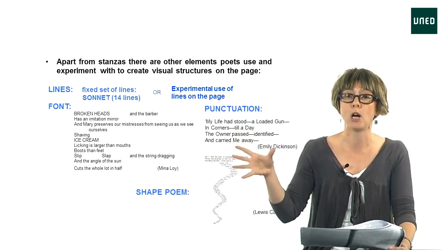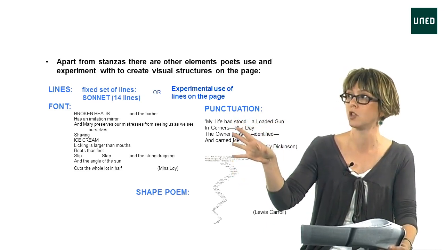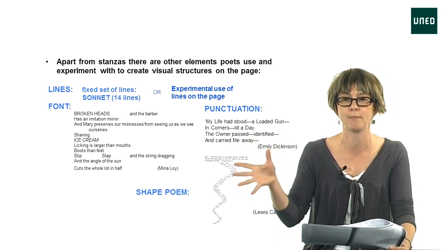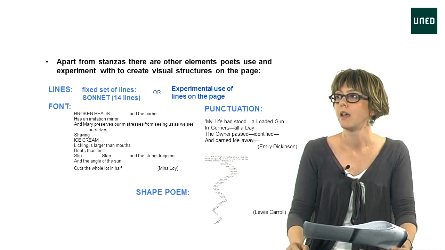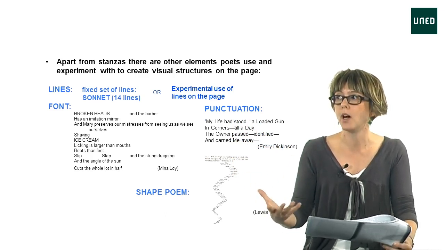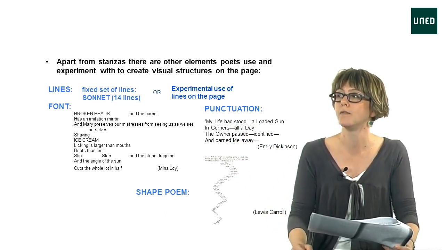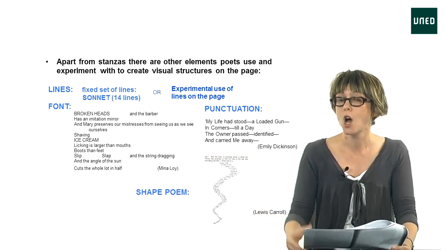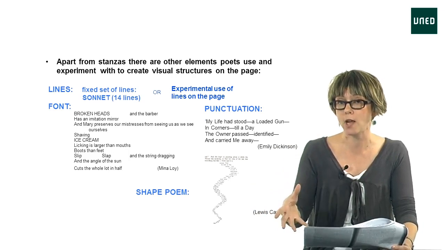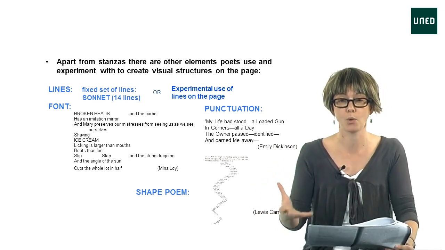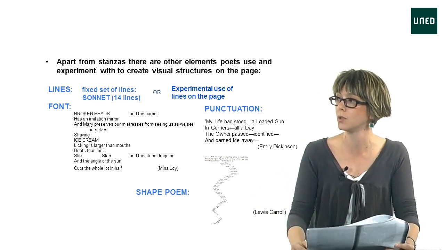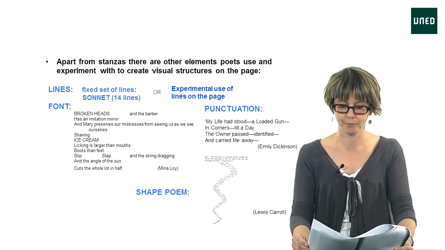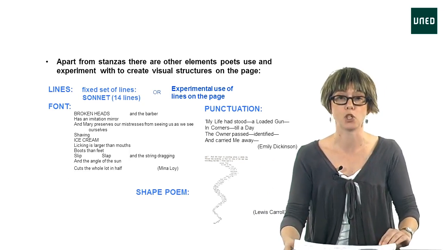Another element will be punctuation, and in this case I chose the characteristic example of the uses of dashes by Emily Dickinson. Another type of a structural poetic form will be shaped poems. Shaped poems are shaped on the shape of a certain object or thing. In this case, Lewis Carroll's The Mouse's Tale poem. It's an example of a shaped poem here.